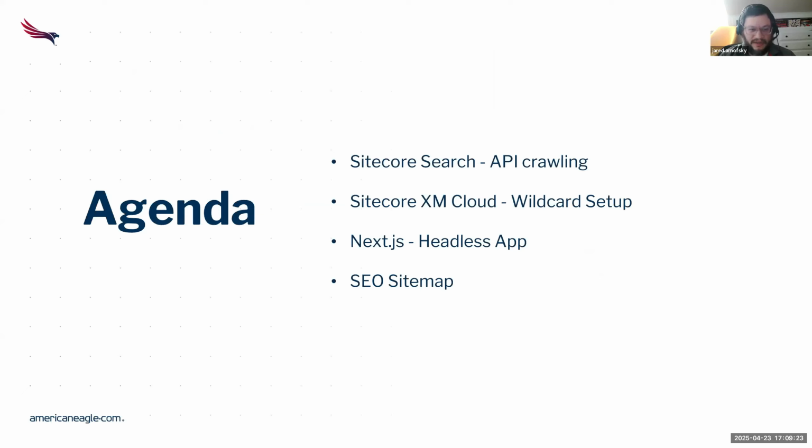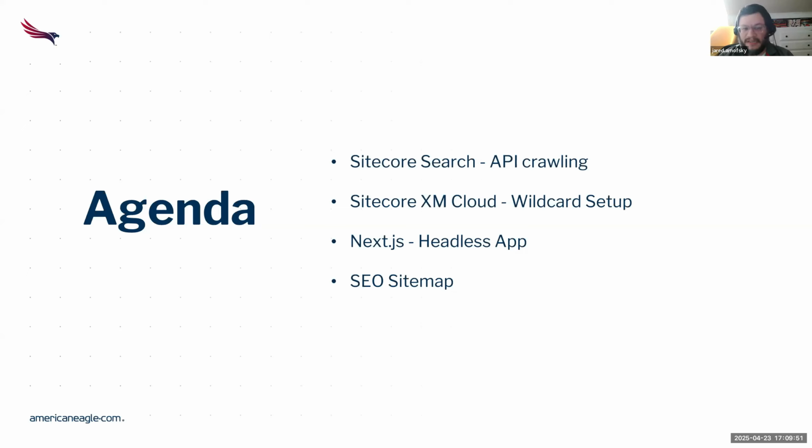So for the agenda, we'll talk about the Sitecore Search API crawling. So essentially, how do we get our data into the index? And again, this data that gets into the index is going to be used for a provider search in the grand scheme of the project. So I'm going to show you how we get that data in there. But since the data is in there and we're using it for a search, we might as well use it to resolve our wildcard pages as well.